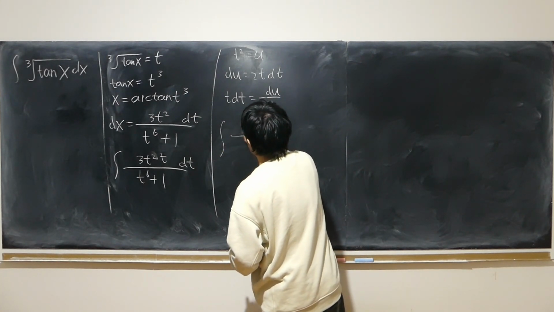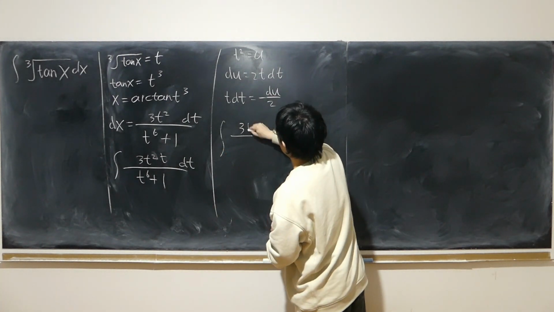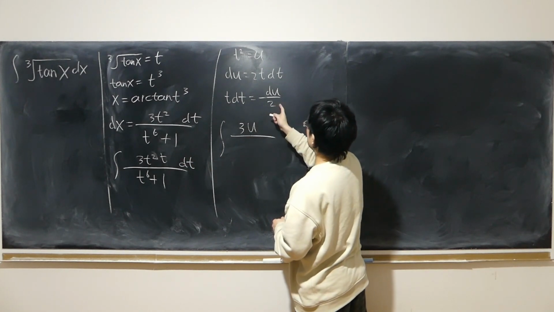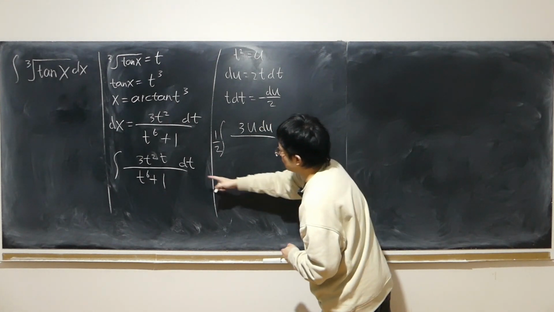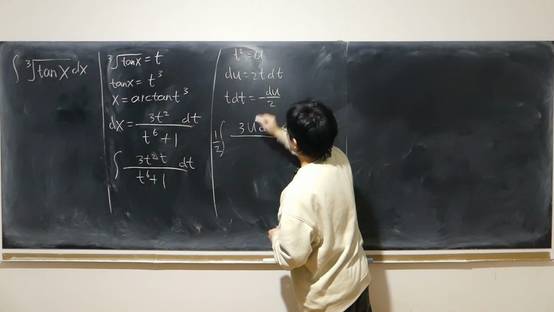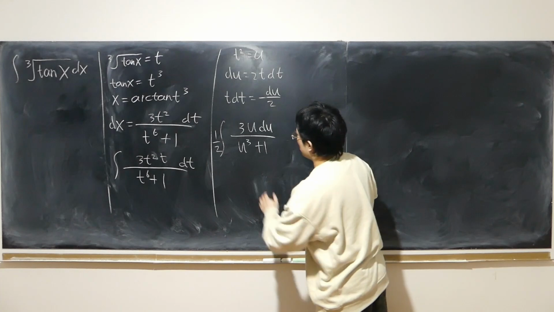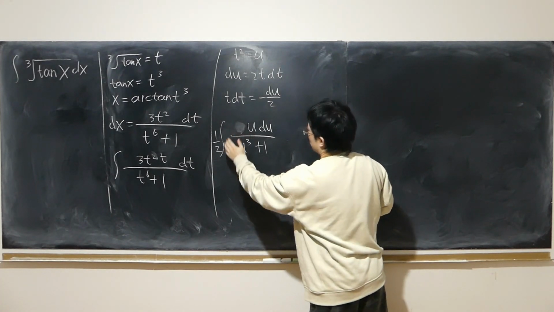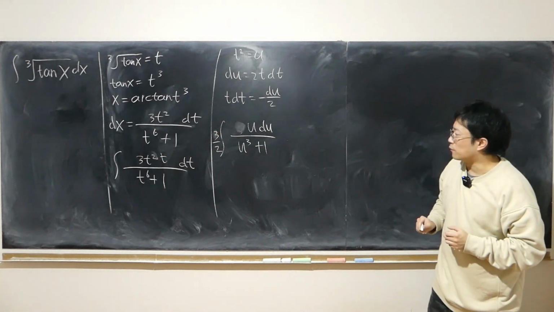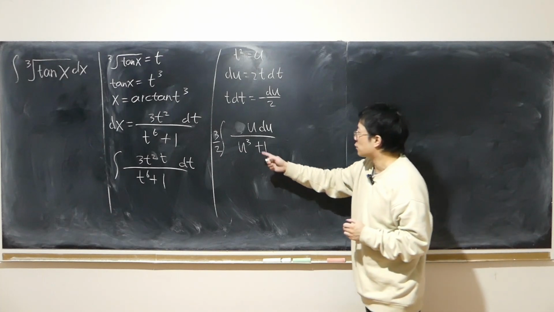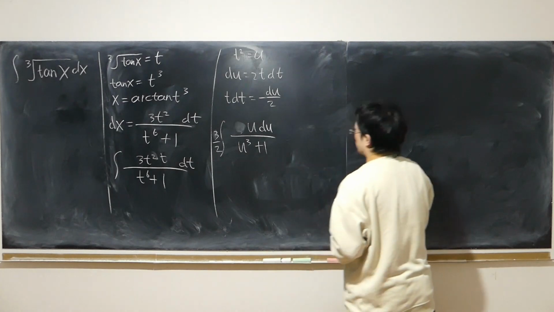So the desired integral becomes: 3t squared becomes 3u, t dt becomes half of du, and t to the 6 becomes u cubed plus 1. I put the 3 outside. So this should be easy to do by partial fractions.